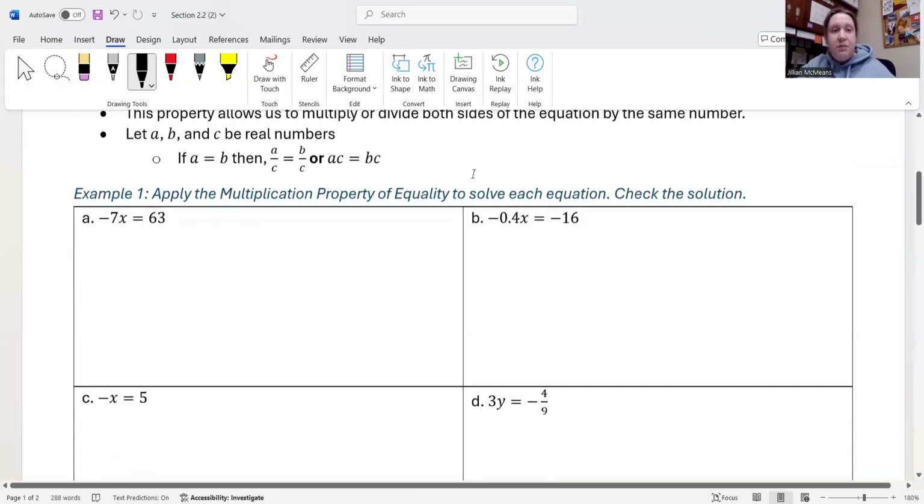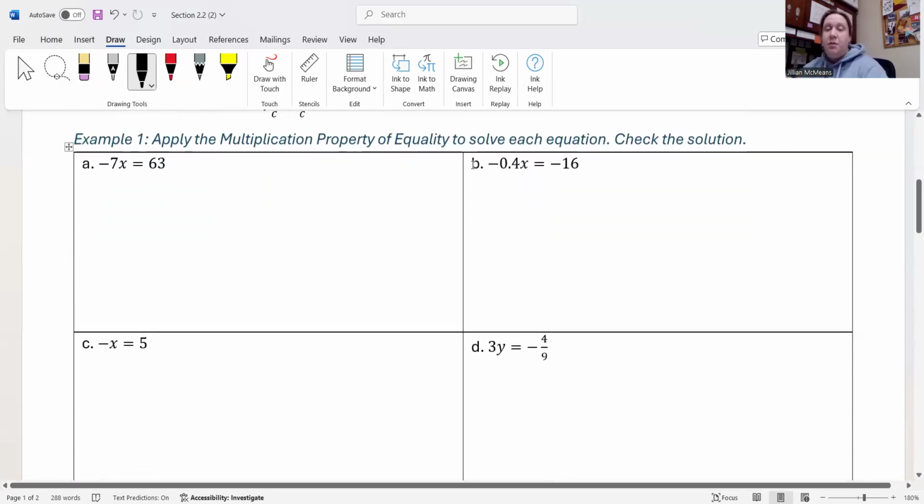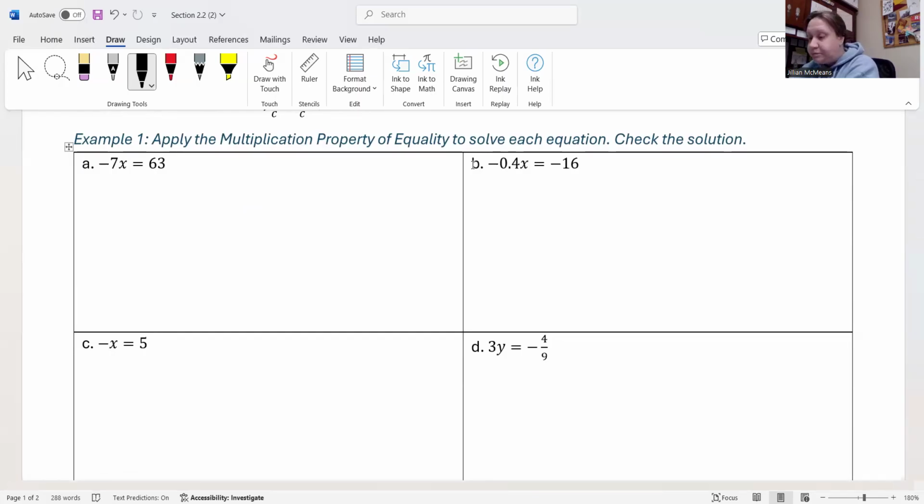Okay, so example 1 says apply the multiplication property of equality to solve each equation. Check the solution. Okay, so for part A, we have -7 times x equals 63. So we have a single variable term equaling a single constant term. You know that's the point where you would apply this property. And you know this is going to happen when you have a coefficient on the variable other than just 1. Well, we definitely have a coefficient on x here other than 1. In fact, our coefficient is -7.